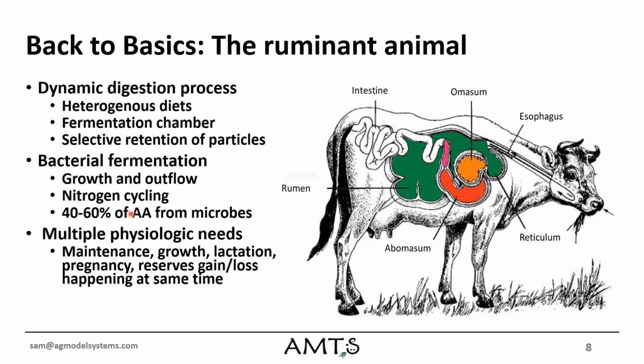A lot of the times, if you compare this to a growing pig, we really are only dealing with two of these physiologic needs, maintenance and growth. So it makes that job a little bit easier if we're trying to formulate for a growing pig, but when we start to formulate for a lactating dairy cow, we have to deal with all of these physiologic needs. So it really makes a good case for using that accounting system. And so that's what the mathematical model is helping us do. It's basically an accounting system.